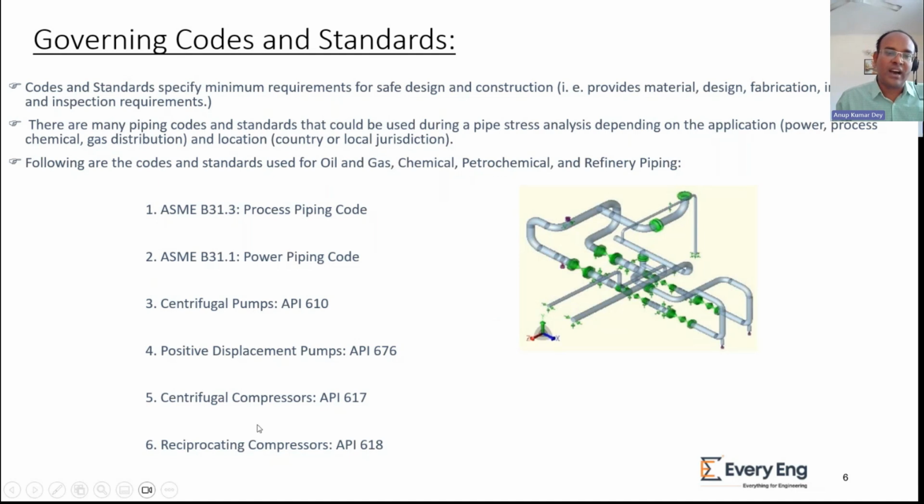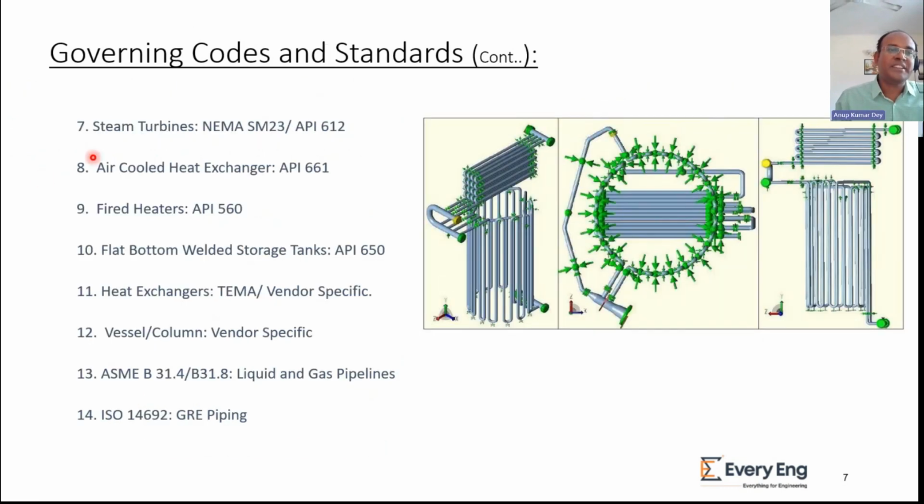Centrifugal compressors are designed based on API 617. Reciprocating pumps are designed based on API 618. Steam turbines are designed based on NEMA SM23 or API 612. Air-cooled heat exchangers are designed based on API 661. Fired heaters are designed based on API 560. Flat bottom welded storage tanks, API 650.